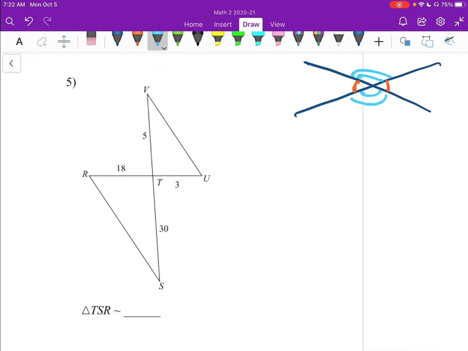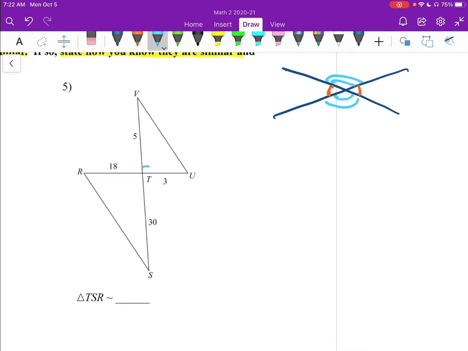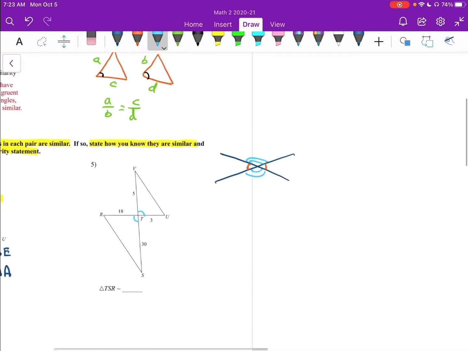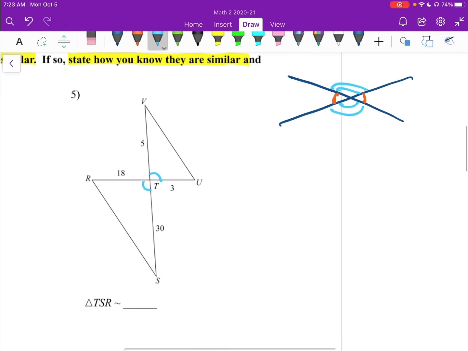So in number 5, we could say that this here and this here are congruent. So now we have two sides and the included angle, the intersecting angle. Two sides and the included angle.